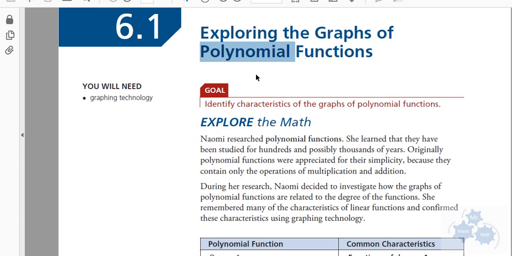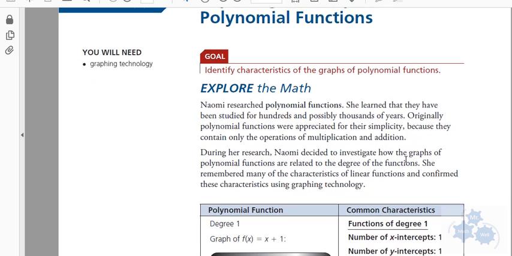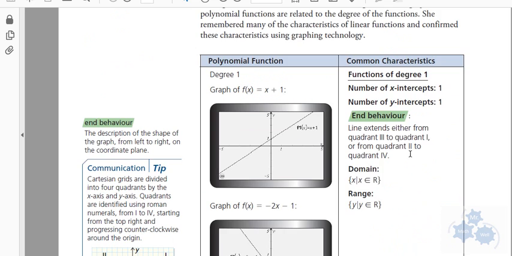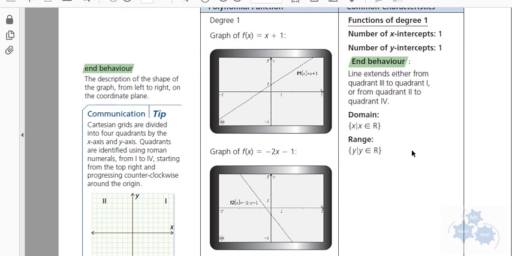And so we're going to study behaviors. 6.1 is we're going to focus on the graphs of polynomial functions. And so, I should have done this before we started the lesson, but you're each going to need a graphing calculator to graph some of this stuff here. So why don't we just pause and hand out those calculators.